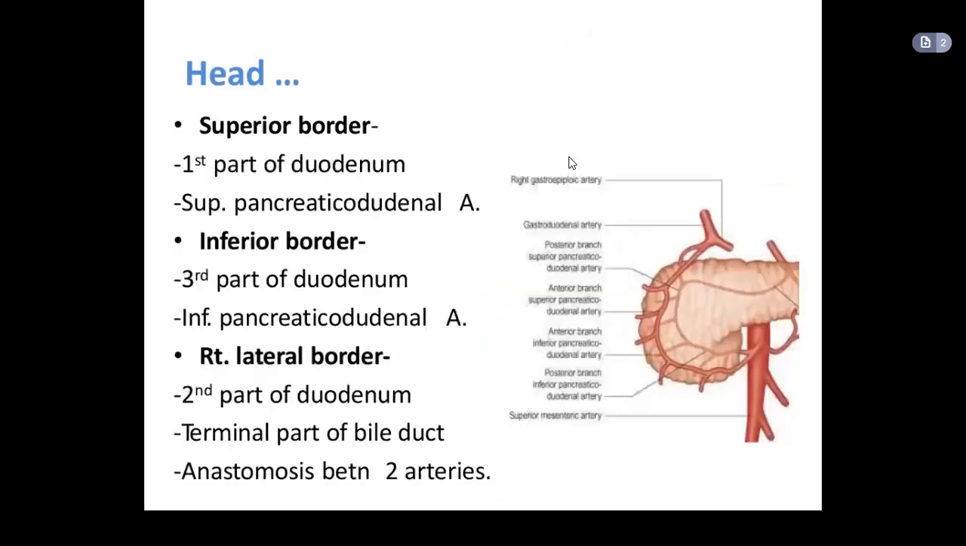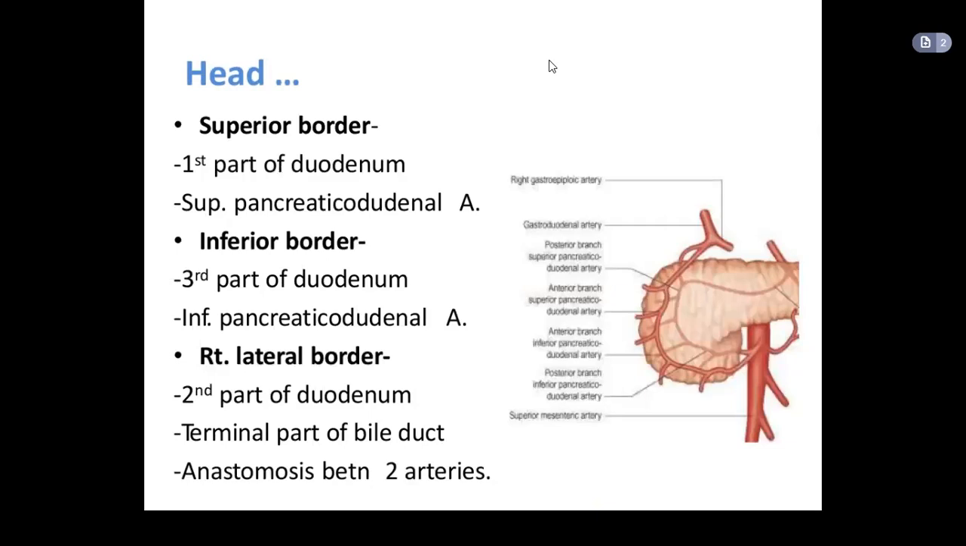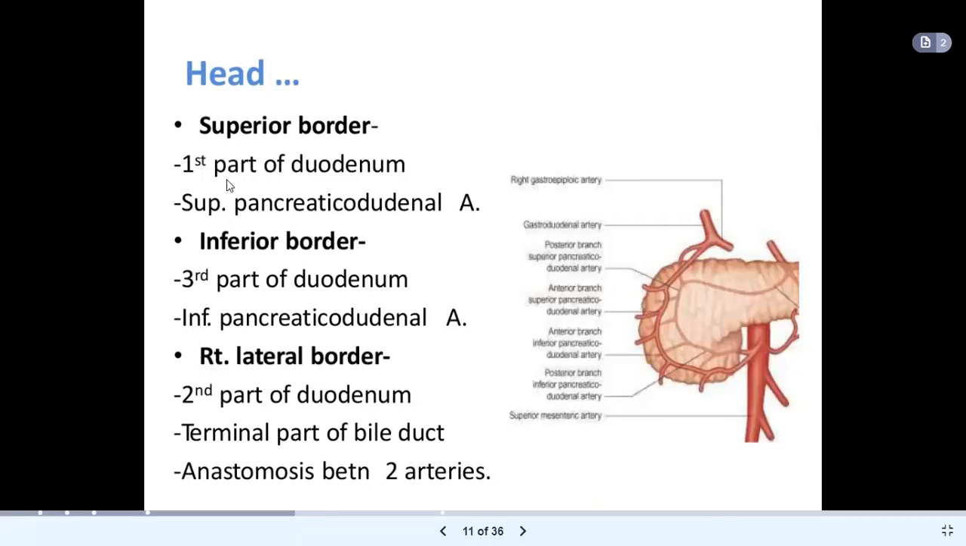Then we shall move to the relations of the head of the pancreas. Superior border: it is overlapped by the first part of the duodenum and the superior pancreaticoduodenal artery. So we can see here the superior pancreaticoduodenal artery.